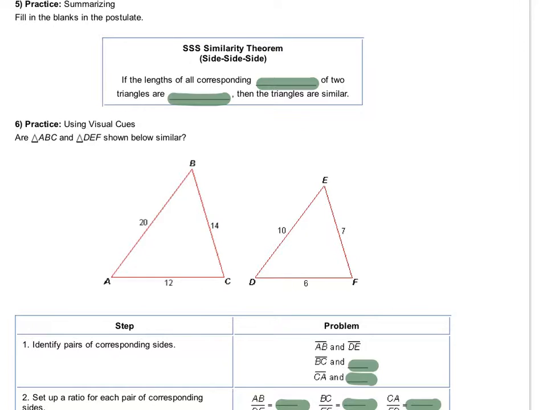Okay, side similarity. If the lengths of all corresponding sides of two triangles are proportional, then the triangles are similar. Let's write that down. Okay, so proportional is the word that goes right there.